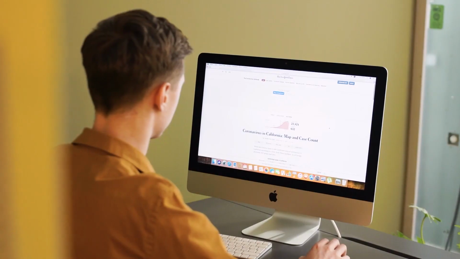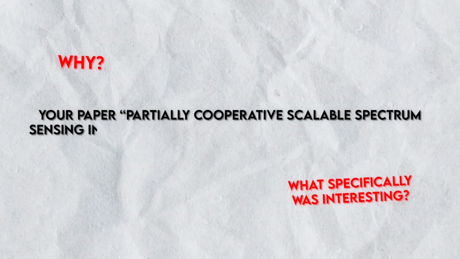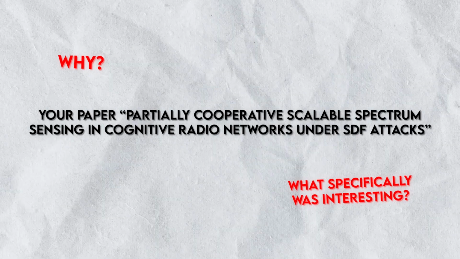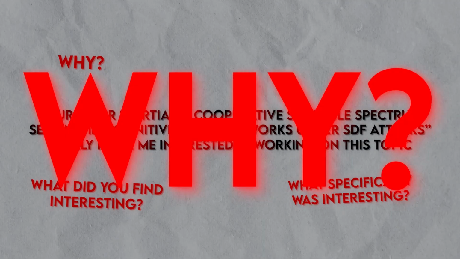What type of topics are you really planning to work on? And the second point in this regard is, some students think that just giving the name of some paper written by the professor is specific enough. For example, saying that your paper titled blah blah blah really made me interested in working in this topic. That's not enough. You have to explain why. What specifically made you interested in that topic, or what did you find interesting about that paper? Saying, I'm interested in this topic. Why? You have to explain why or what specifically is interesting for you.